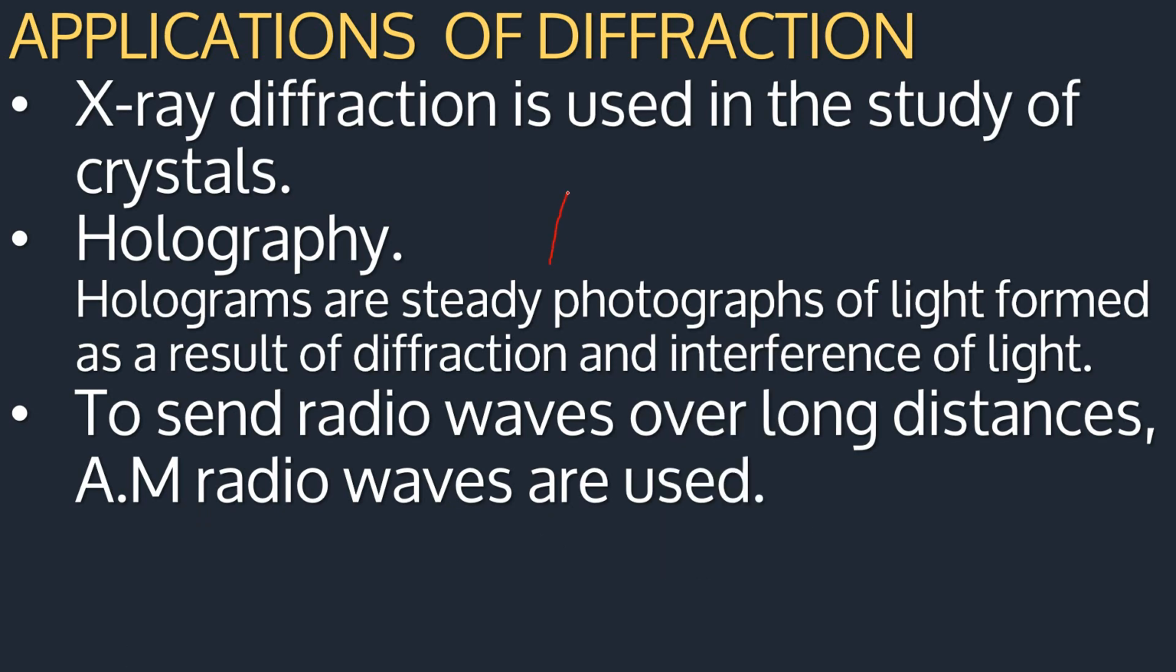If someone lives behind a hill, supposing this is a hill and there is a house here. Now if FM radio waves are traveling, they have a shorter wavelength. So they will be diffracted less, they will travel straight, and therefore this house here won't receive them.